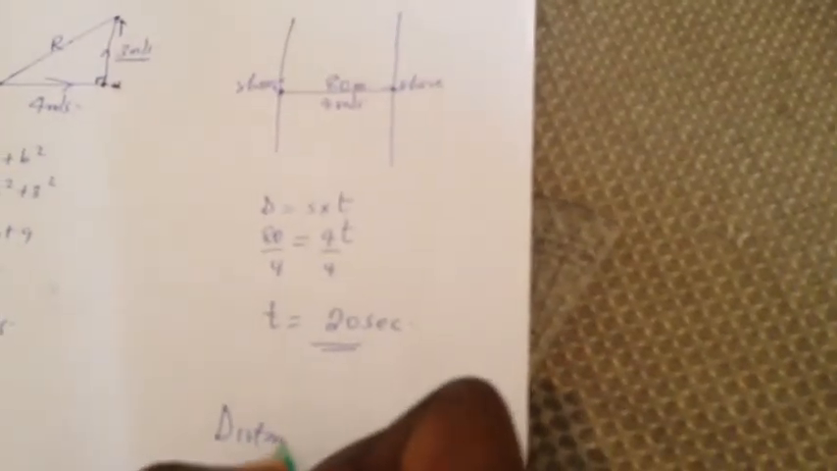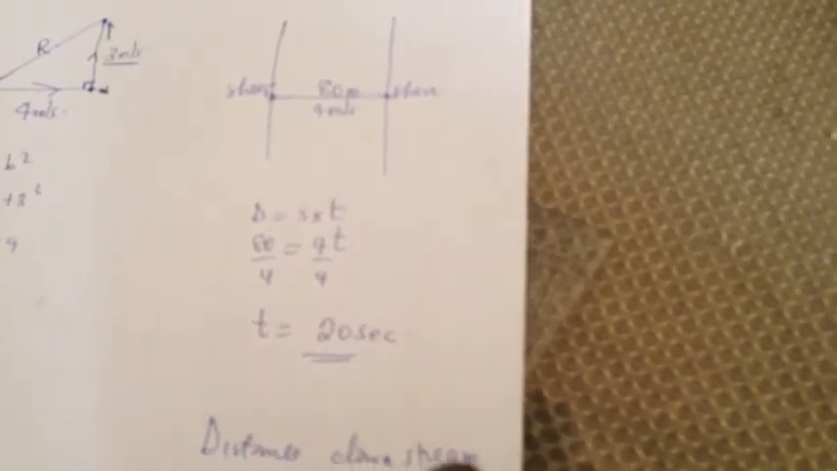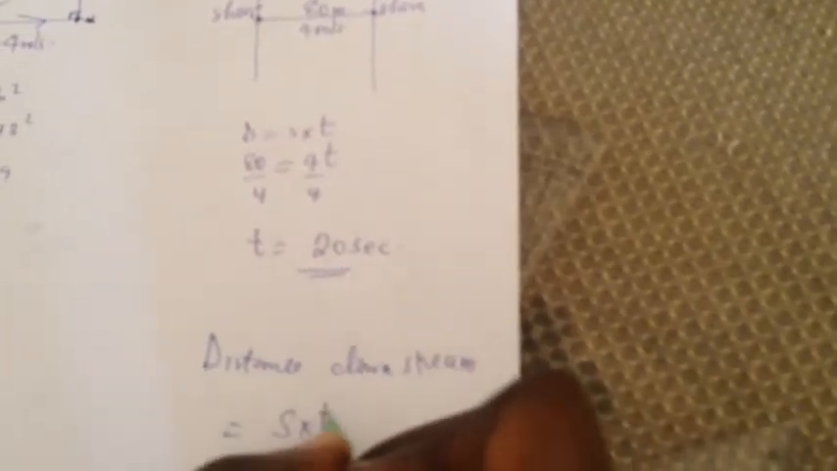So if the time I take to move from here up to here is equal to 20 seconds, it is going to be the same time I move from here up to there. So this time which you got here is the same time which you are going to use here. And so you are going to say distance downstream is going to be given by speed times time.